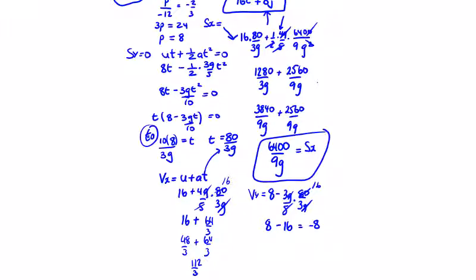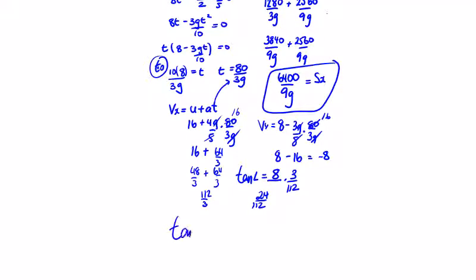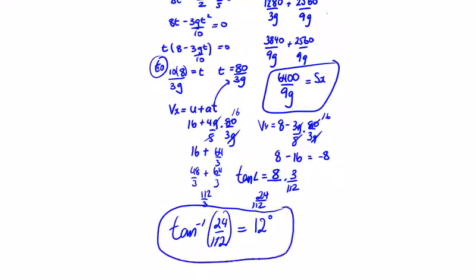So we're asked for the landing angle. So the tan of L is equal to minus v of y over v of x. So 8 over 112 over 3. So that would flip, 3 over 112, which is 24 over 112. And the inverse tan of 24 over 112 gives an angle of, to the nearest degree, 12 degrees. And that completes this question.